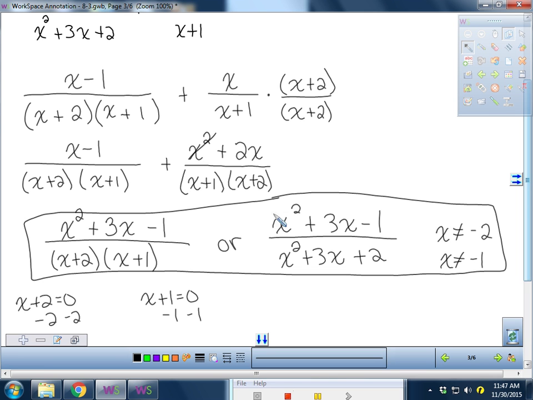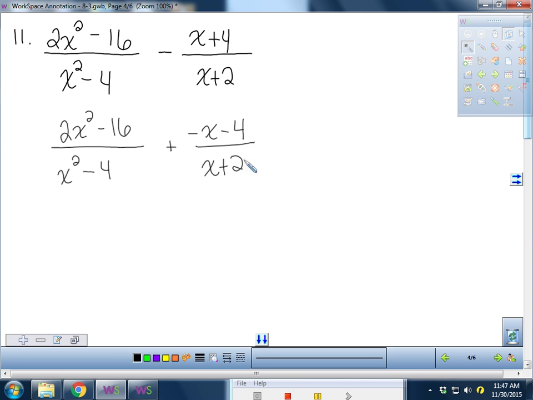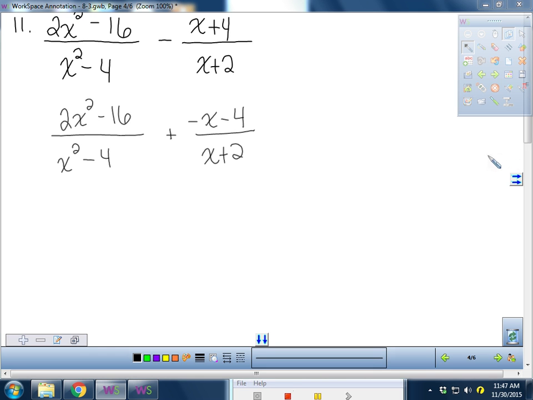Alright, so let's take a look at a subtraction problem. So remember I told you when you have a subtraction problem, always start by distributing that negative through the top. So the first fraction will stay the same. This is going to be plus a negative x and a negative 4. Now, in order to put these two together, I have to have a common denominator. If you can factor a denominator, then you need to do so. So that's what we're going to do.